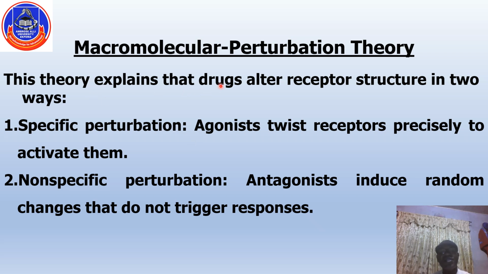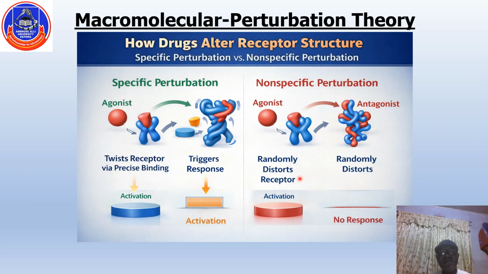Macromolecular perturbation theory. This theory explains that drug alters receptor structure in two ways. First, specific perturbation, where agonists twist receptors precisely to activate them. And secondly, non-specific perturbation, where agonists induce random changes that do not trigger responses. Again, this is a picture depicting what I just explained.